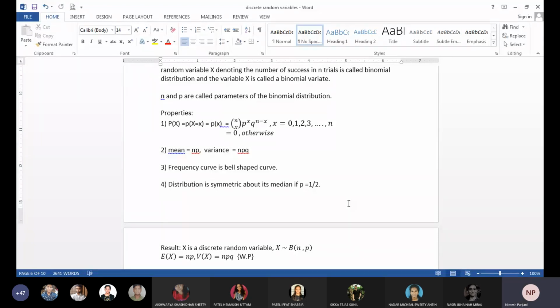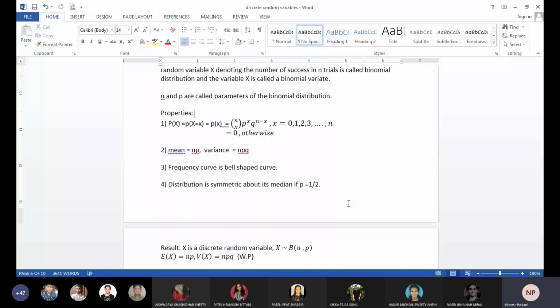The second is one of the important properties. In fact, it's a result, but we will not be discussing the proof of that. The mean of the binomial distribution is n into p. The variance of the binomial distribution is npq. Again I repeat, mean is n into p, variance is npq. You have to learn this formula by heart.